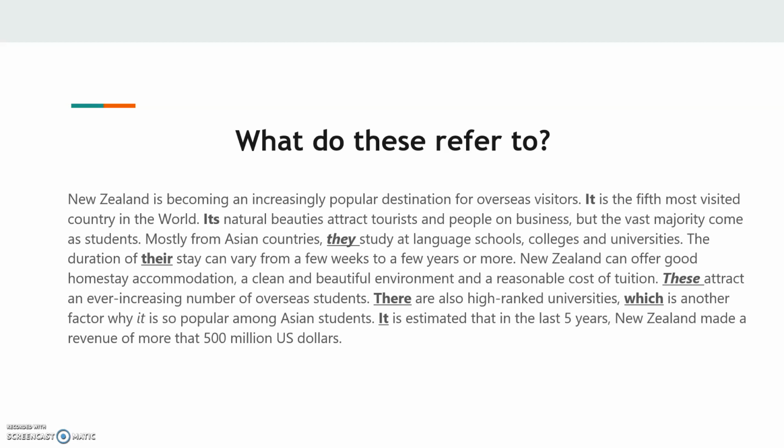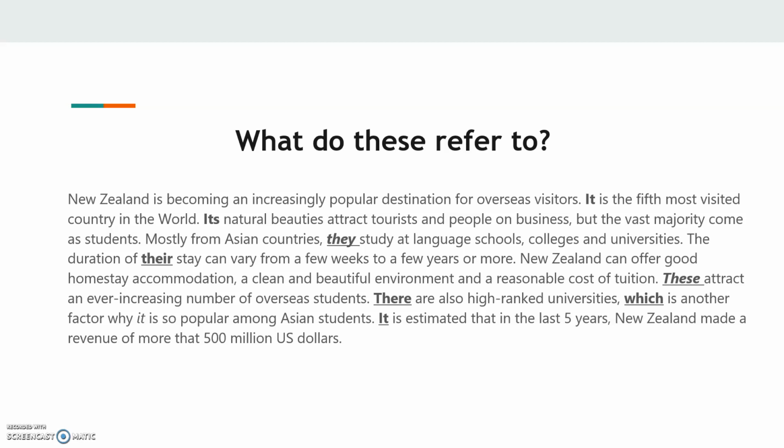Here, the reference word is they. They refer to students from Asian countries. The next reference word is their. Their is also a possessive pronoun, so we need to find a possessive noun. The referent is students with apostrophe S.